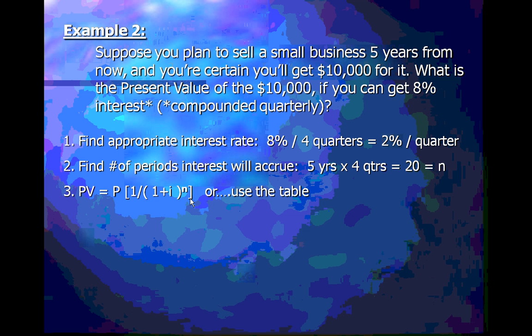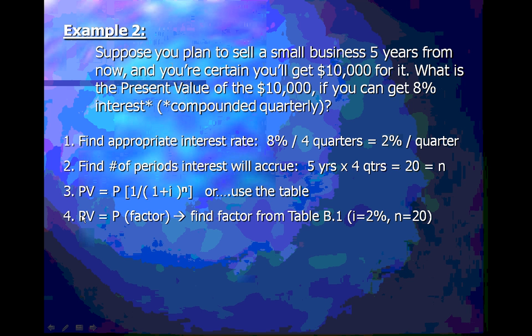Now I'm going to go to this formula. Actually, I'll just use the table. Again, it's going to be B1. All right, so I simply go present value equals the principal times some factor. I go look it up. Notice that i is going to be 2, it was 8 divided by 4. n is going to be 20. There are 20 quarters in 5 years.